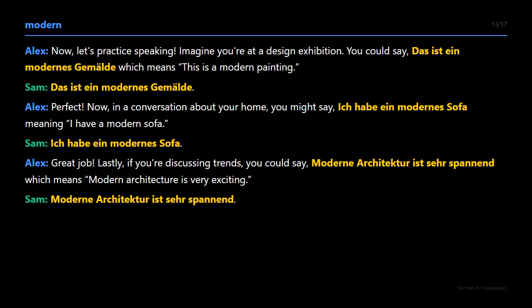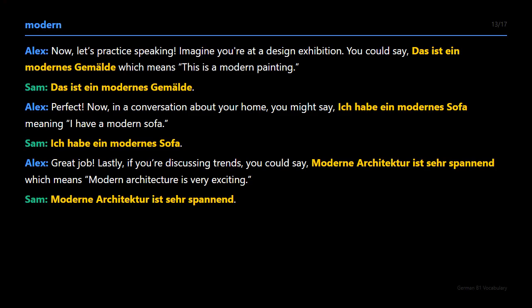Perfect. Now, in a conversation about your home, you might say, Ich habe ein modernes Sofa, meaning I have a modern sofa. Ich habe ein modernes Sofa.